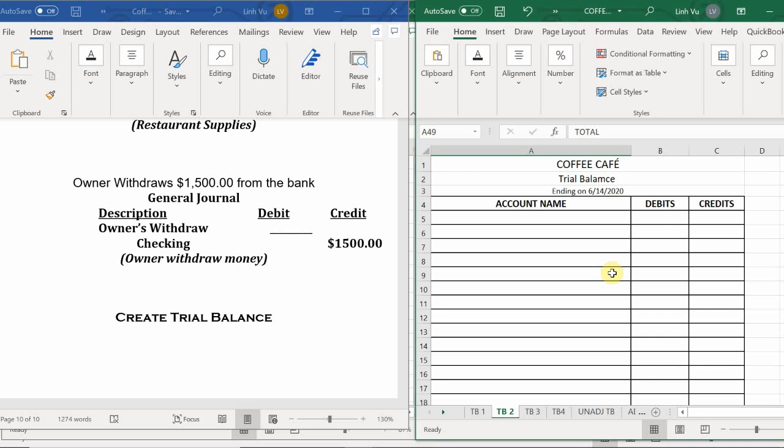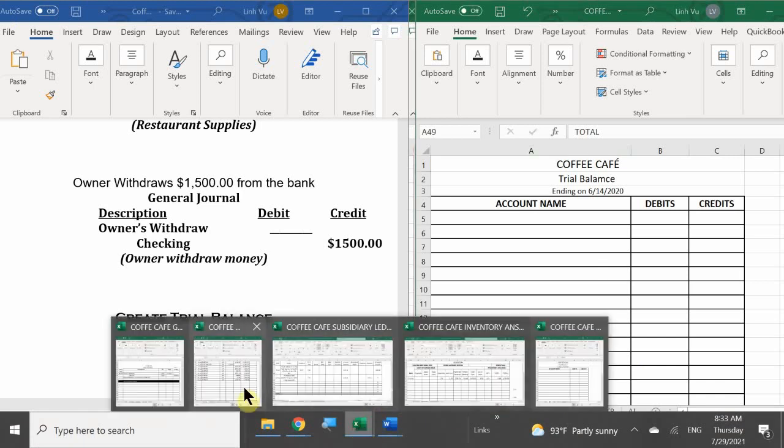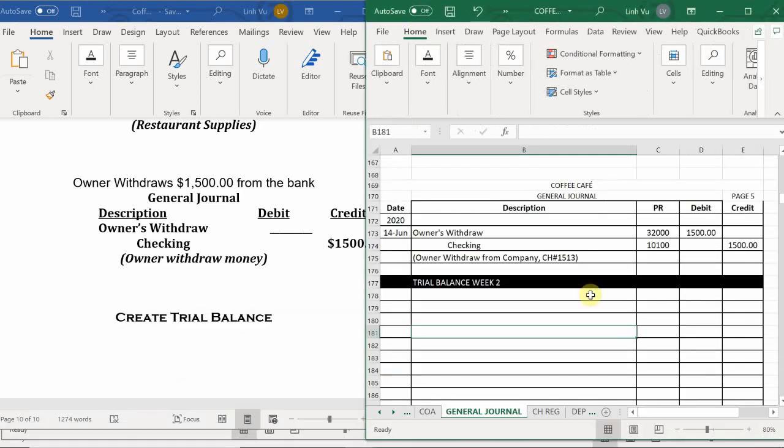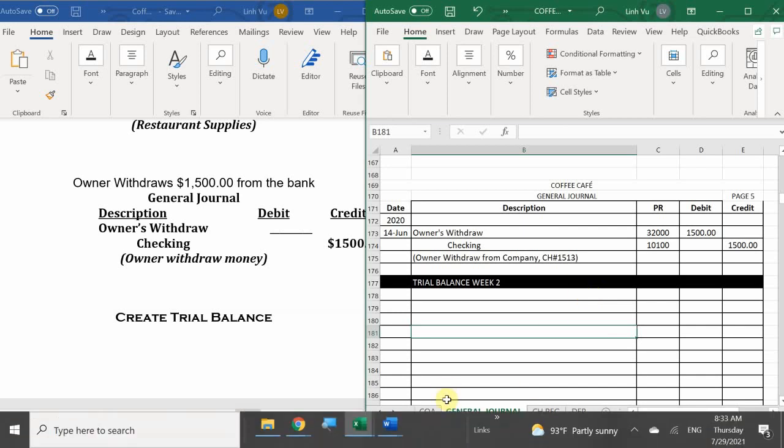Here we are going to finish up Coffee Cafe week 2. So last thing that we did was we finished up week 2. All we have to actually do is just the trial balance, right? So we finished the journal. Now we're going to go ahead and test to see if we did our accounting accurately.